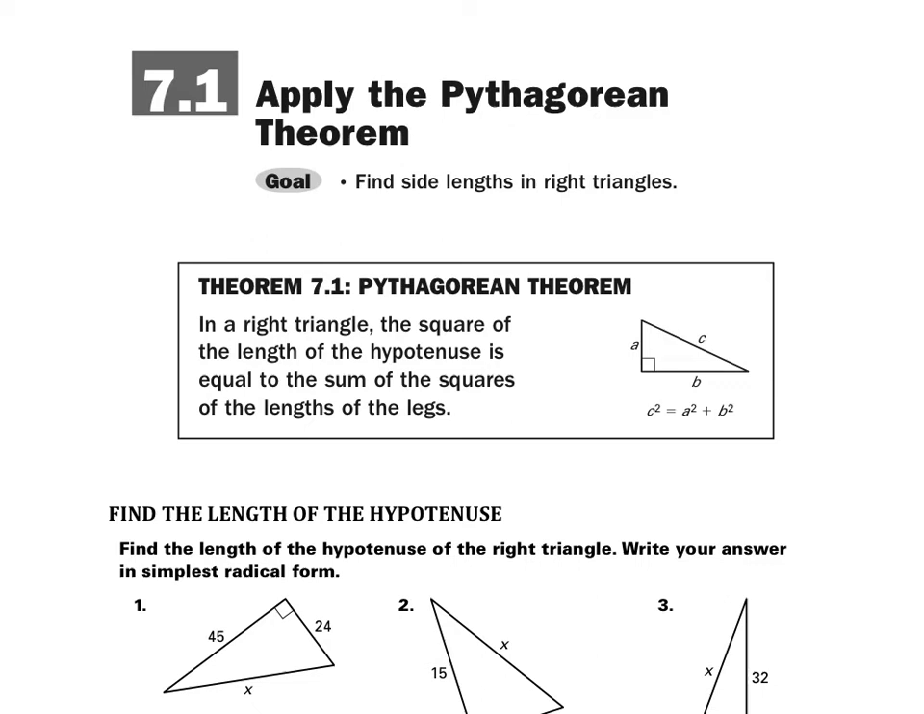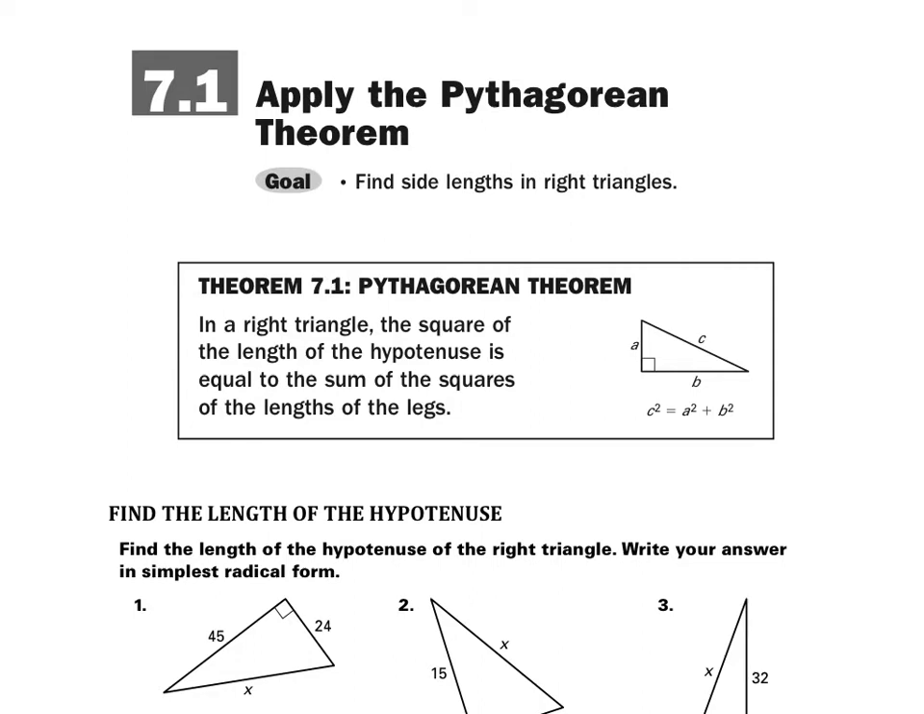Okay, we're going to apply the Pythagorean theorem. So our ultimate goal is to find side lengths in right triangles. So specifically, we must have right triangles. The Pythagorean theorem is that the square of the length of the hypotenuse, which is our C, is equal to the sum of the squares of the lengths of the legs.